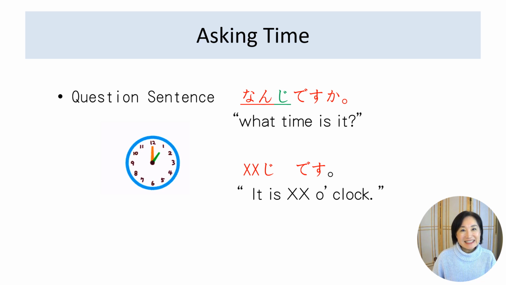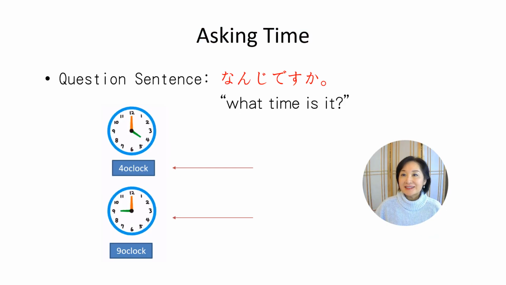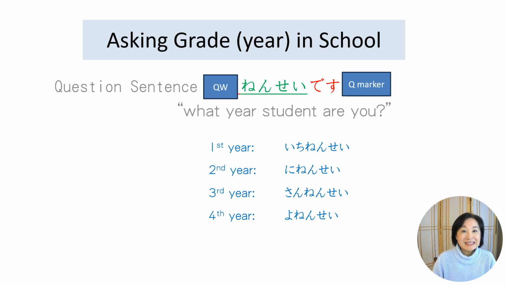そうです。1時です。Now it's your turn. Please ask me a time for this watch. 4時です。はい、ask me again for 9 o'clock. はい、9時です。And do you remember the counter to tell the grade or year in school? はい、そうです。So, 年生 is the counter. So ask me the question, which year am I in school?